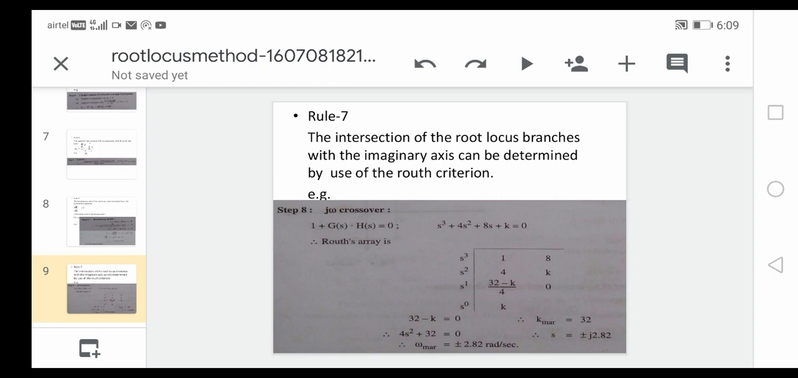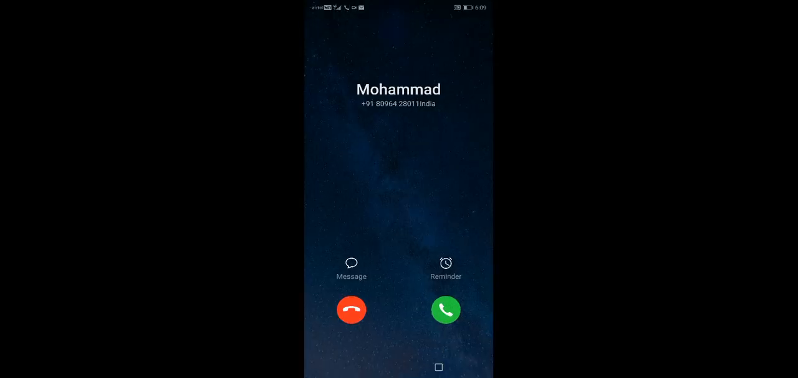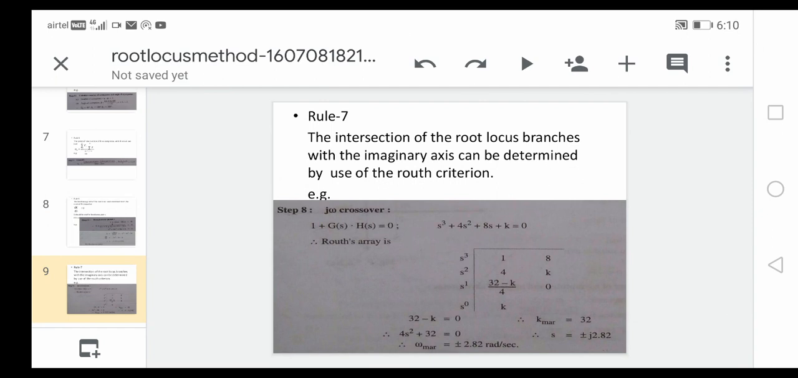That means you need to find the characteristic equation for the given transfer function, that is 1 plus G(s) into H(s). Then you get s cube plus 4s square plus 8s plus k equal to 0. We need to find the marginal value of k also. Form the rows: s cube, s square, s power 1 and s power 0. If you solve this, we get the marginal k value.